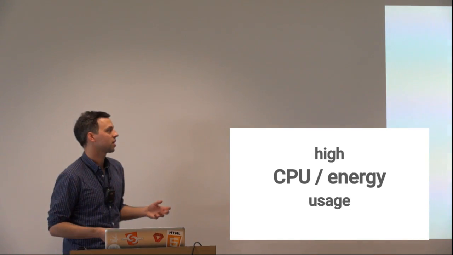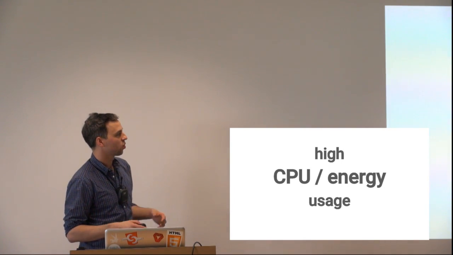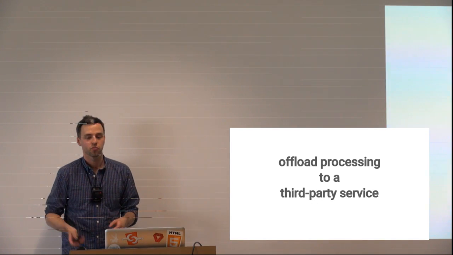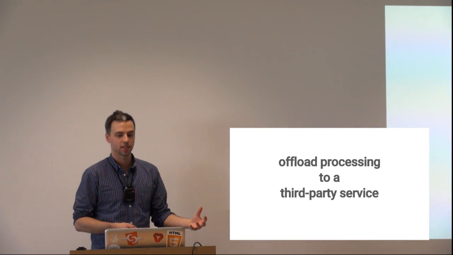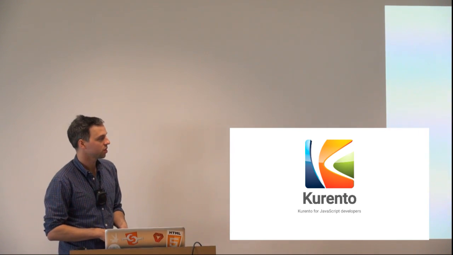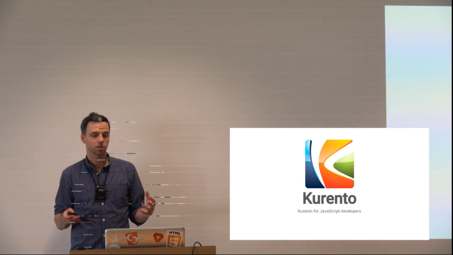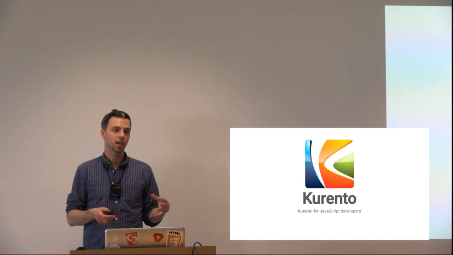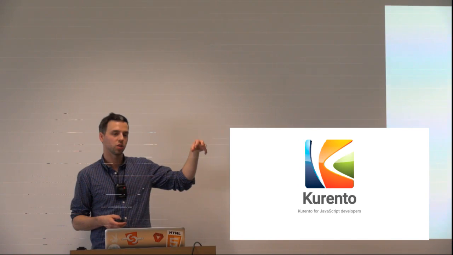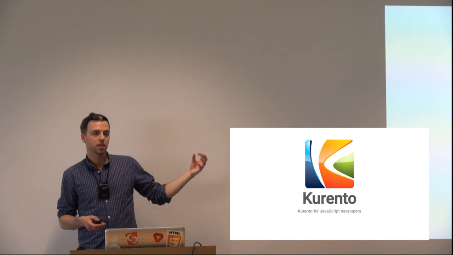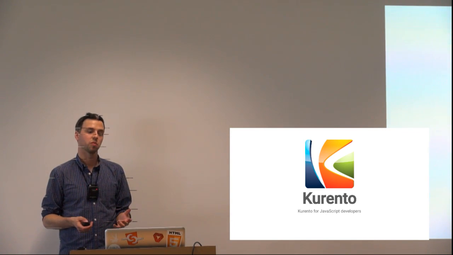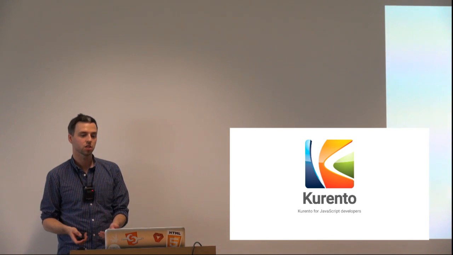So all this processing takes a lot of CPU and energy, right? So there is a workaround for that, and you can offload all this processing to a third-party service. So you don't really have to do it on the client itself. There is a very interesting project called Kurento. It's open source, written in Java, and it's basically something called media server. A media server is a server that can accept WebRTC connections. So the thing is that you can connect to it from your browser and send, for example, a video or audio stream there. And it can actually do anything with this stream. So it can, for example, transcode it and record it to your disk.